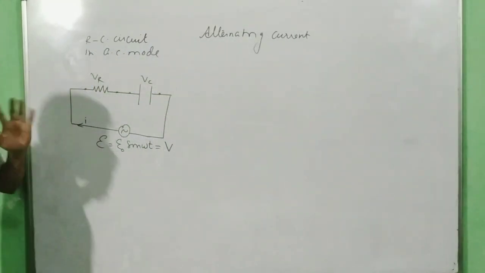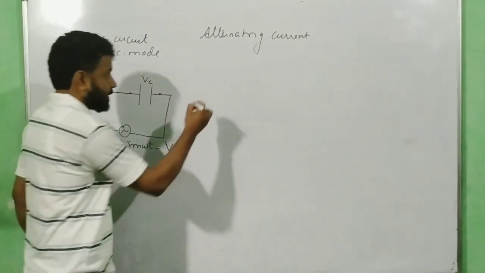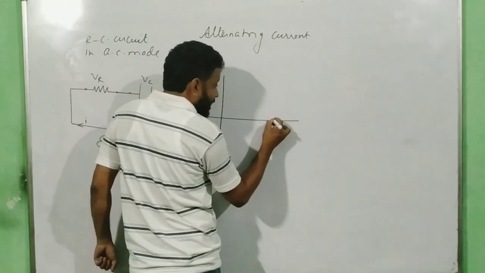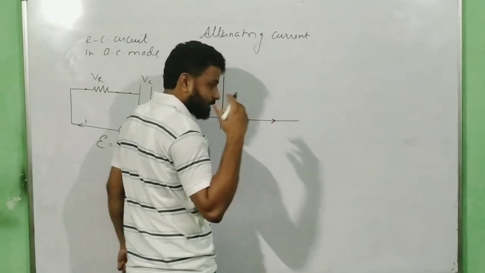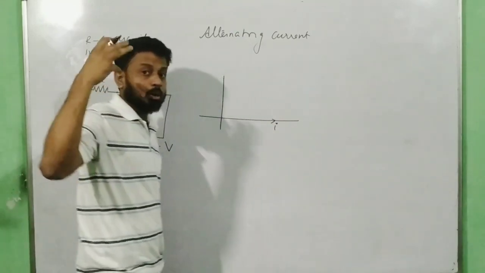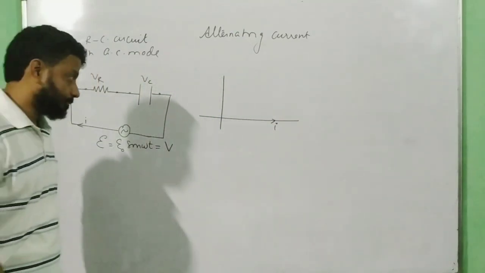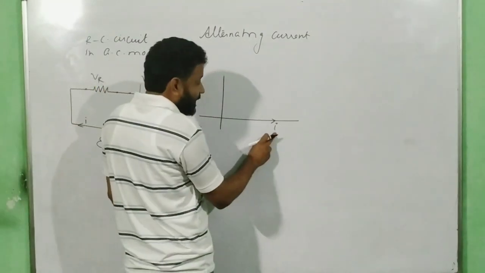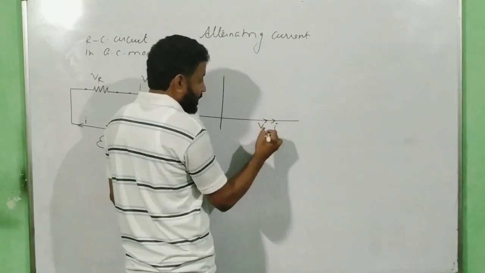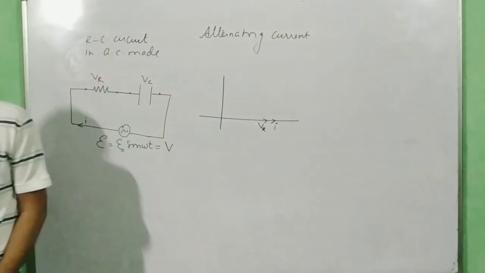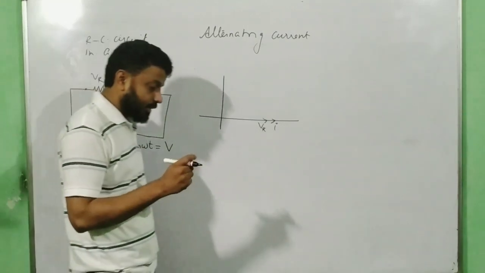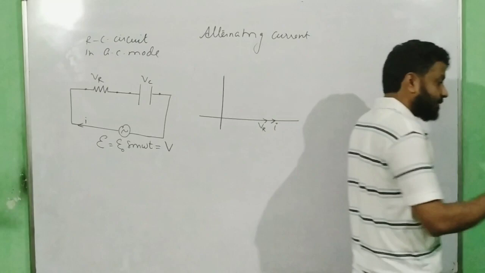Now if I say that the current I is flowing in the circuit, what will I get? If I say that my I is in this direction, that means my VR will also be in the same phase, because in the resistive circuit, current and potential are both in the same phase.